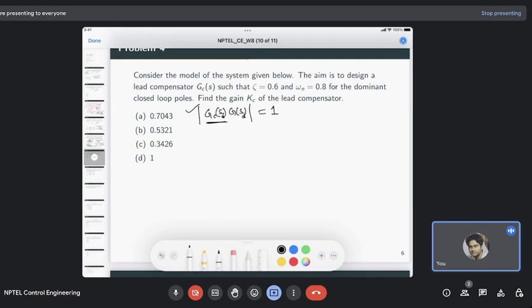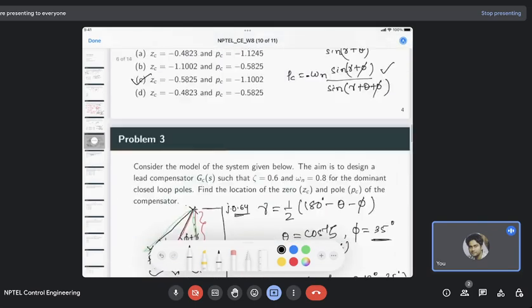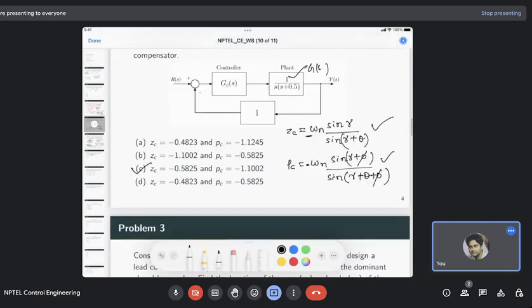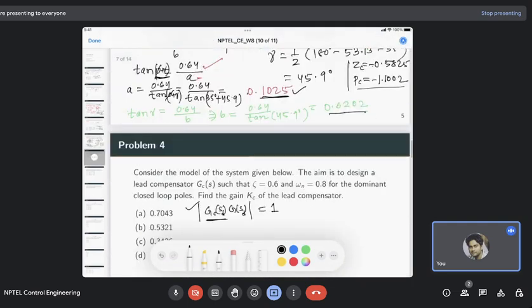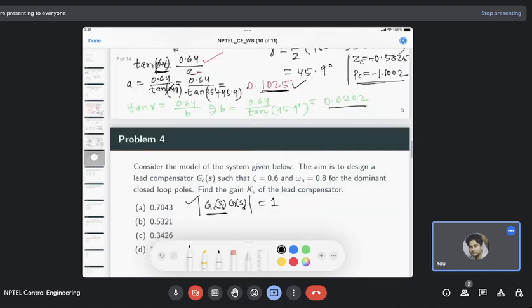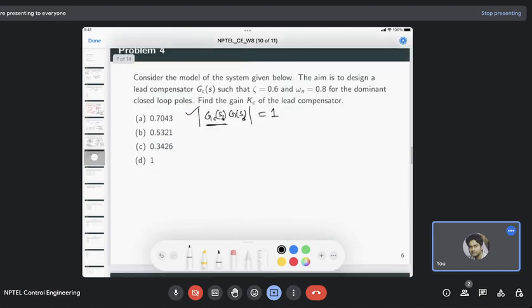Okay, so that means we just substitute our compensator and this plant transfer function. So the compensator transfer function will be what? So if this zero and pole are present at this point, then the transfer function is what?